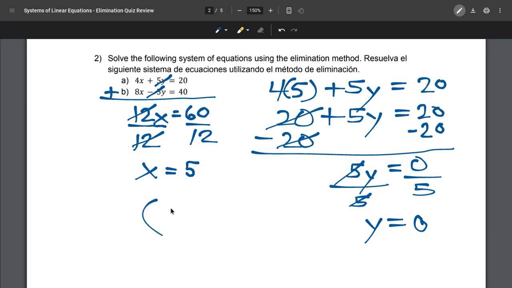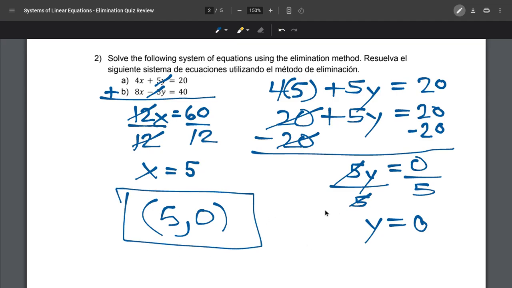So our solution is going to be 5, 0. There we go. 5, 0 is our solution. Okay, let's keep going.